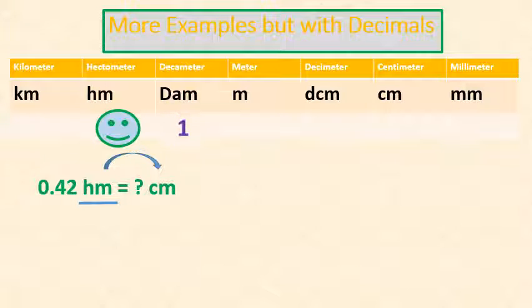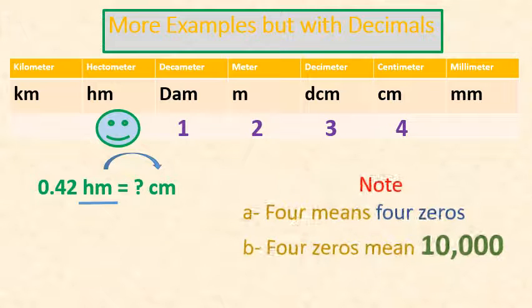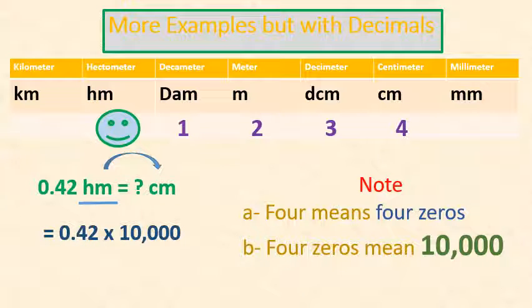1, 2, 3, 4. What does the 4 mean? It means 4 zeros. 4 zeros means 10,000. So 0.42 times 10,000. So now what are we supposed to do? We're supposed to move this decimal point. How many places? 4 places. Why? Because we have 4 zeros.